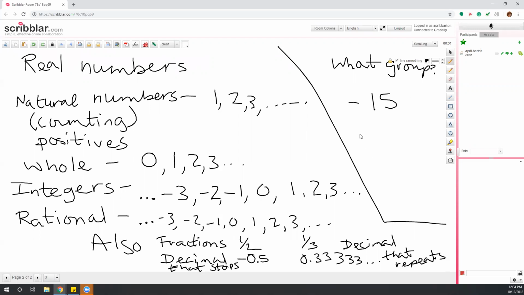It was the first one that you said, or maybe not. The first one was natural. That was basically all the positive numbers. The next one was whole. That was 0 and the positive numbers. Then came integers. That was negatives, 0, and positive numbers. And then rational. That's everything we've had so far, negatives, 0, positives, and fractions and decimals that stop or decimals that repeat. So it would be rational and integer. Very good. Rational and integer. It fits those two categories.